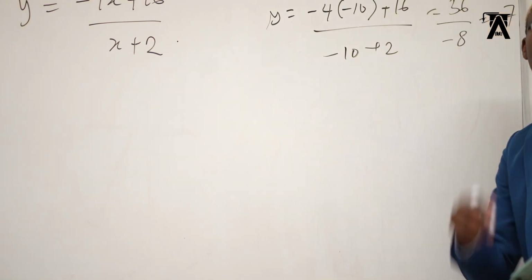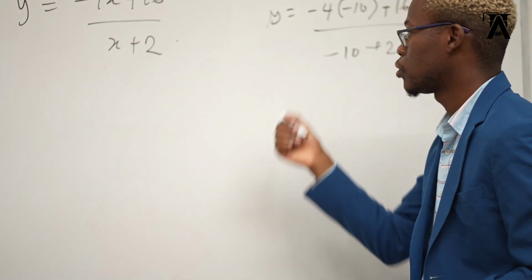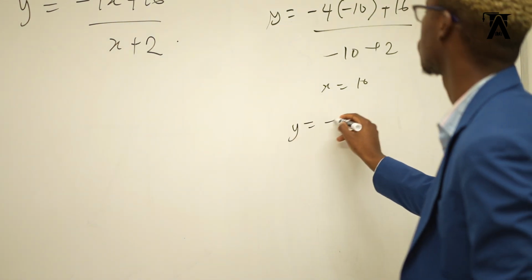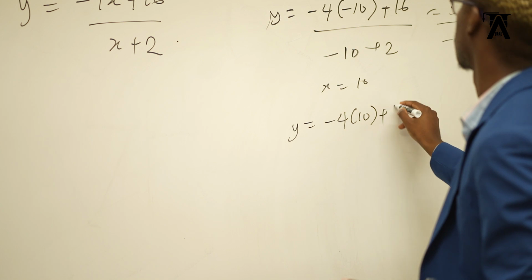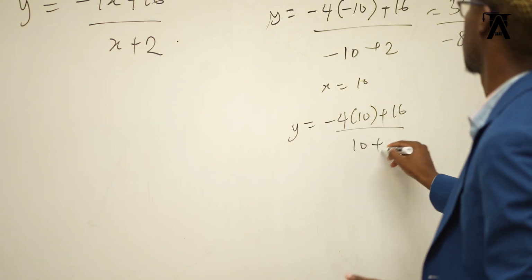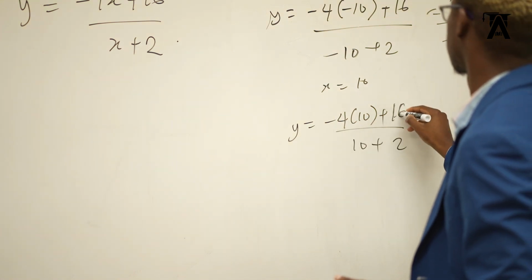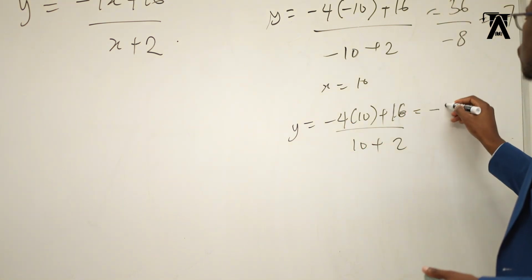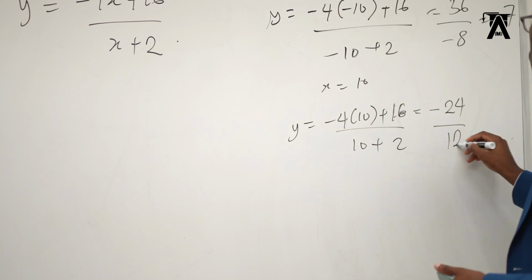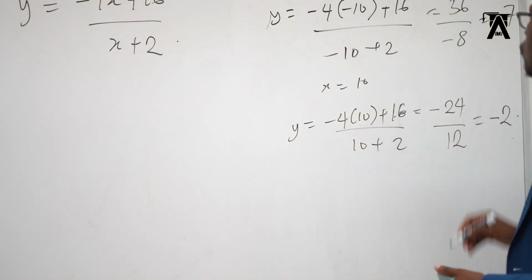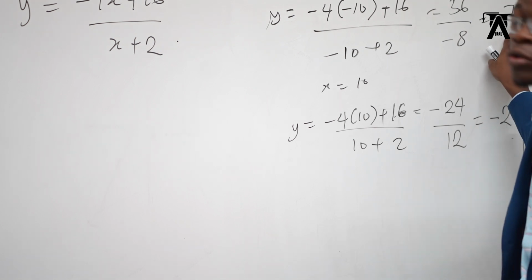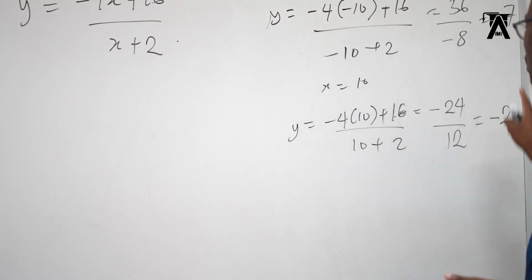All right. Now, when x is 10, what does it give us? x equals 10. What does this give us? y equals (-4(10) + 16) divided by (10 + 2), which is -24 divided by 12, which is what? -2. So when x is -10, we have a negative value. When x is +10, we have a negative value.